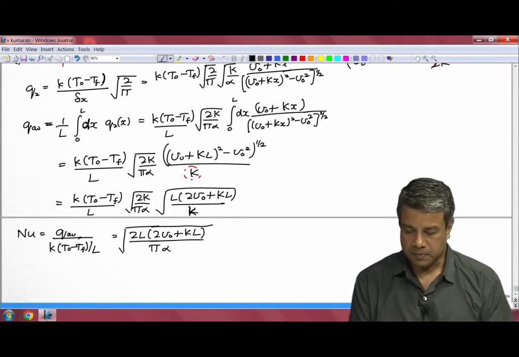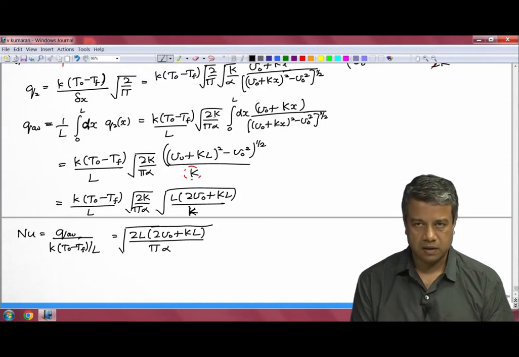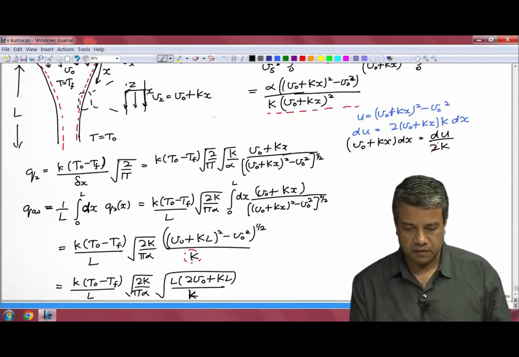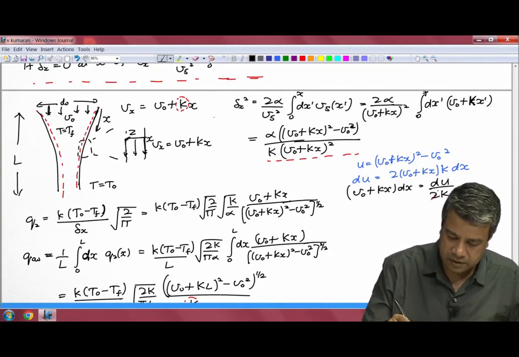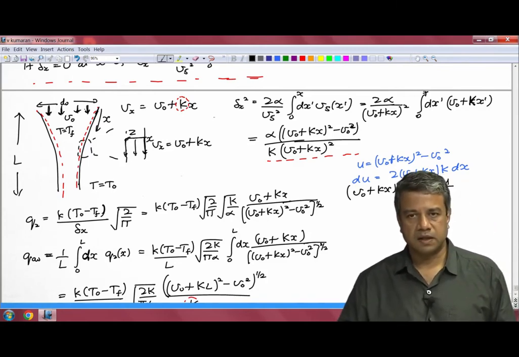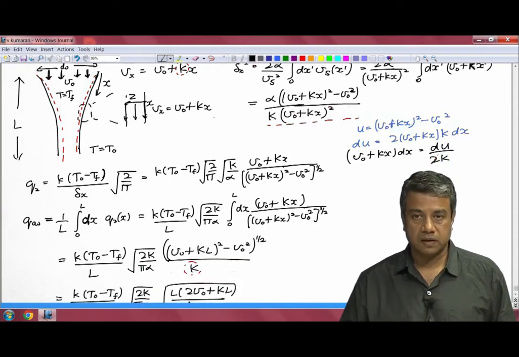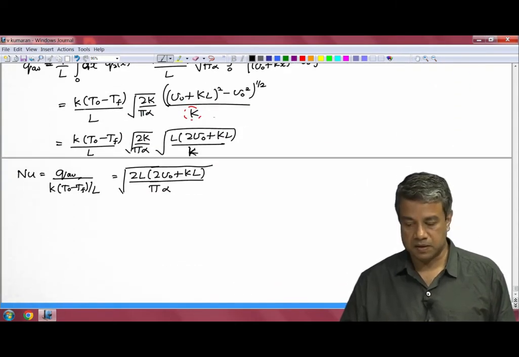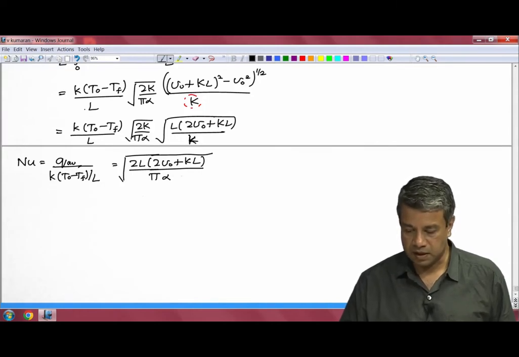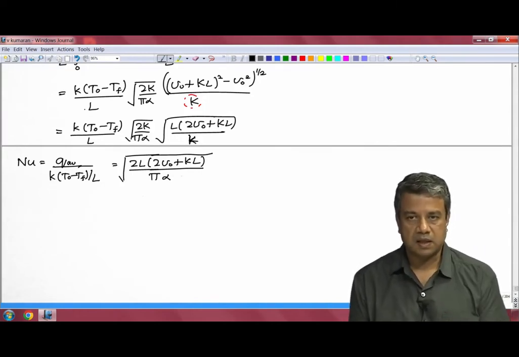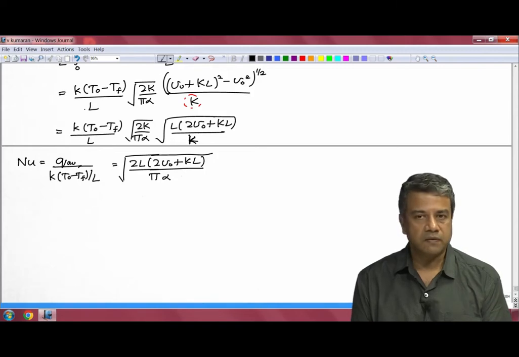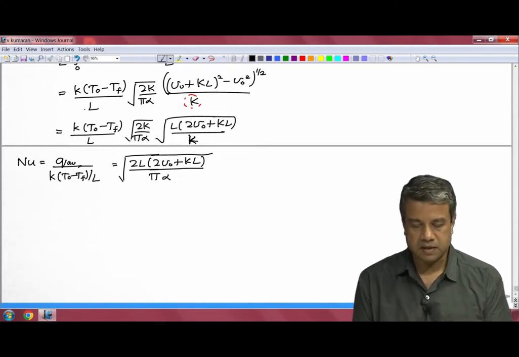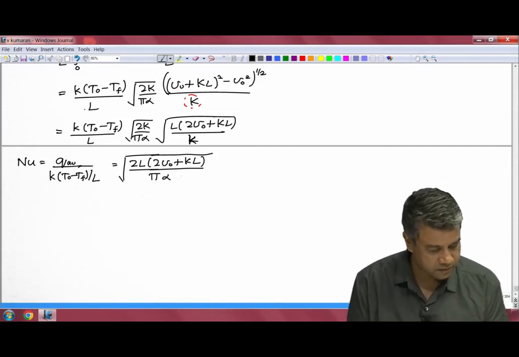It depends on the velocity V naught at the start of the filament drying process. The velocity at any location is V naught plus k times x. So, the correlation depends upon V naught, it depends upon k, and it depends on the total length divided by alpha. K times L has same dimensions as velocity, and V naught times L has same dimensions as the thermal diffusivity, because of which you get this Nusselt number correlation for this particular case.